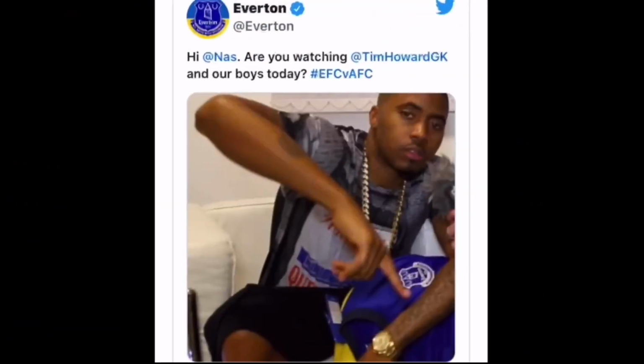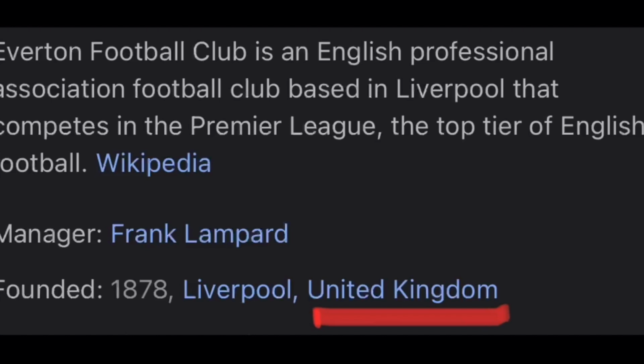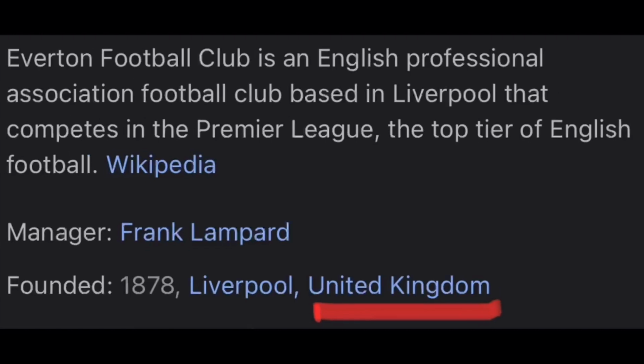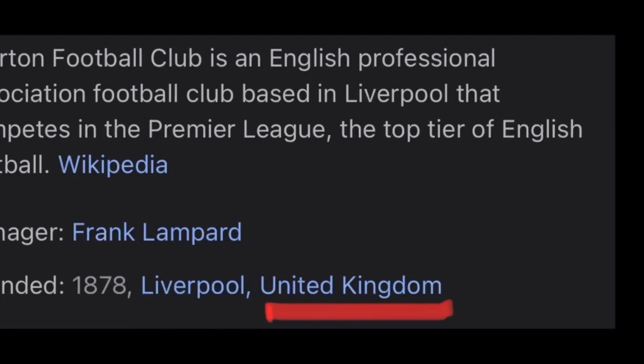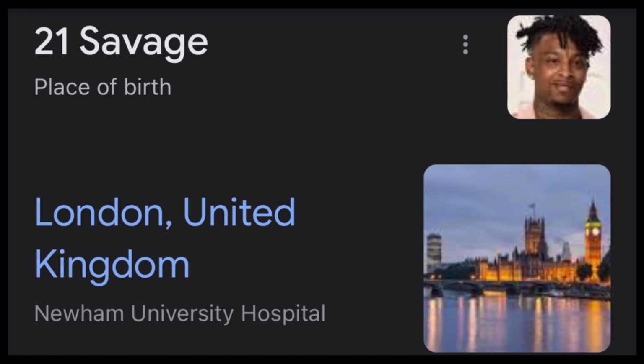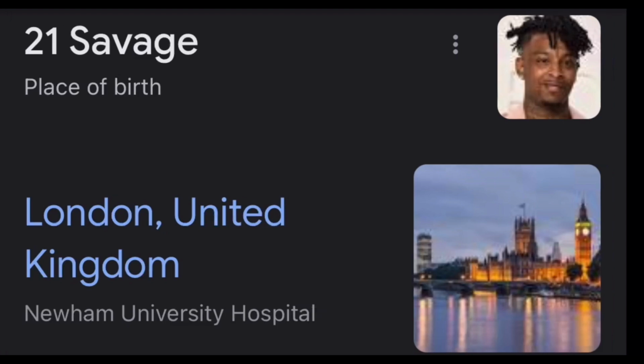But the connections get even deeper because I did some research and Everton is a soccer team from the United Kingdom, right? And guess who's from the United Kingdom? 21 Savage. So do you guys see how these two characters are very connected? This shows that their beef right now is very fake and scripted. Everything they do is scripted beforehand because none of this is a coincidence. Everything they do is purposely done.